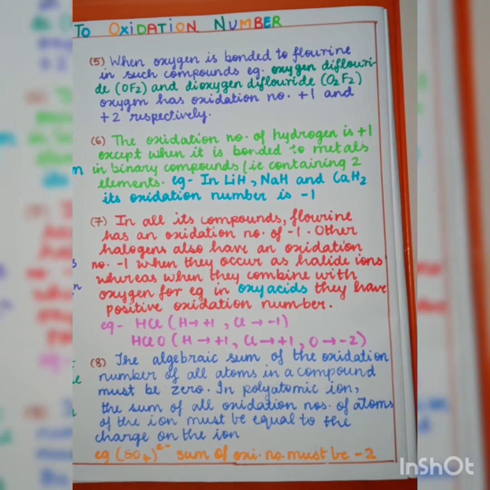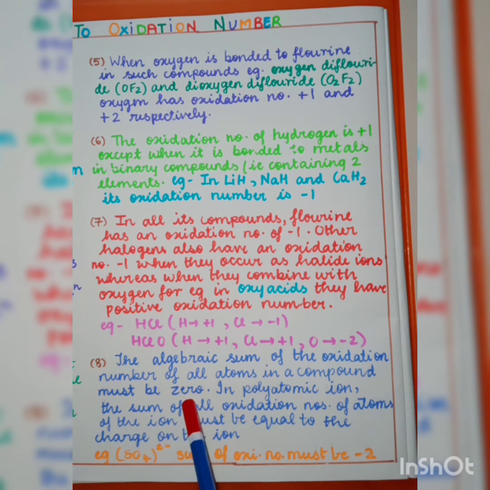And rule number 8 is the algebraic sum of the oxidation numbers of all atoms in a compound must be 0, whereas in a polyatomic ion, the sum of all oxidation numbers of atoms of the ion must be equal to the charge on the ion. Now this second part about polyatomic ions is what we already learnt in rule number 2, that in case of ions, the oxidation number is equal to their charge. But in case of a compound, the algebraic sum of the oxidation numbers of all atoms must be 0.